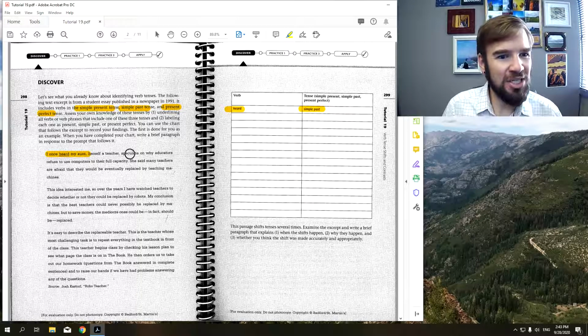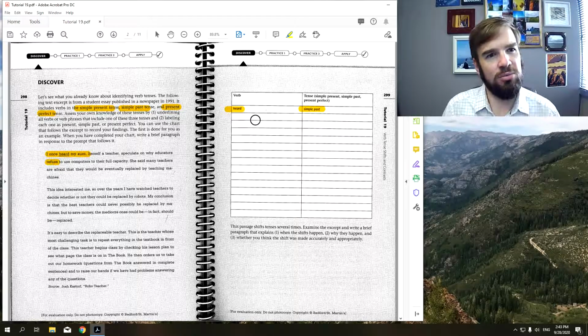So again, I'll just do this next one for us. So herself as a teacher speculate on why. Now again, we could analyze this sentence in a lot of ways, but we're only doing the verbs. So here's educators. That's going to be a subject in our clause here. And refuse is our verb. Refuse is our verb. So I'm going to go ahead and type this one in for us if I can figure out how to do that.